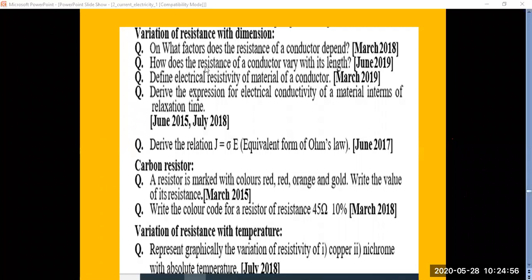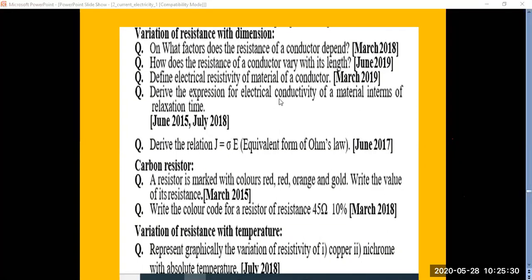Next question is, how does resistance vary with length? So R and length are directly proportional. So if resistance is increasing, the length will increase. Resistance of a conductor varies with length as directly proportional. Next question, define electrical resistivity. Resistance per unit length, that is called your resistivity. That was asked in March 2019.